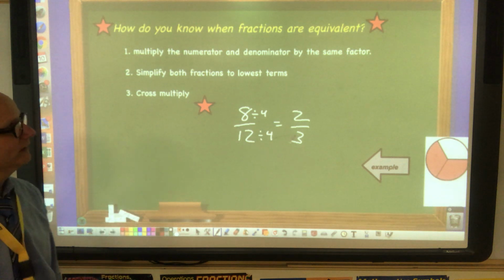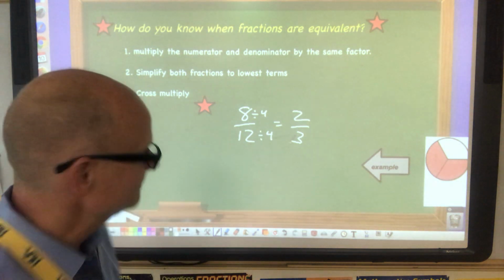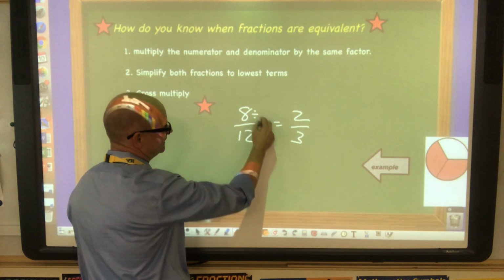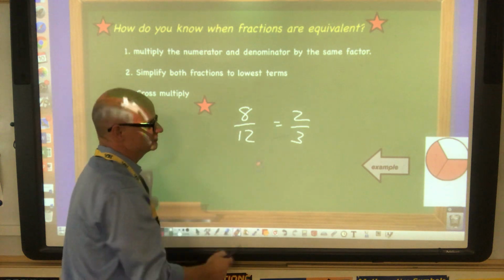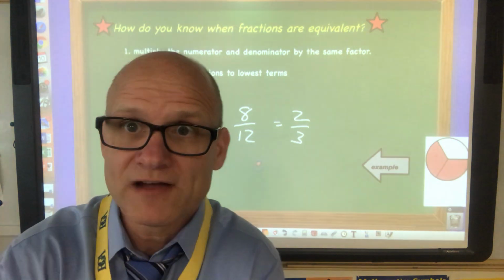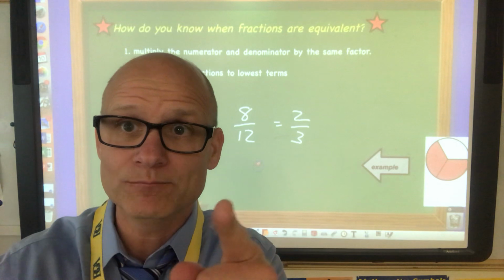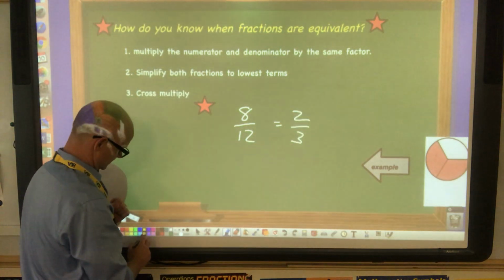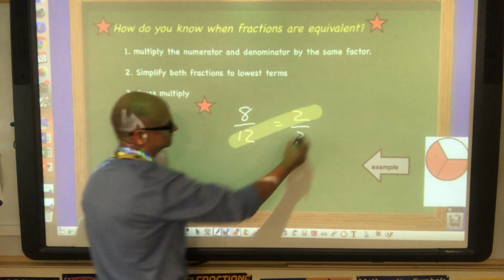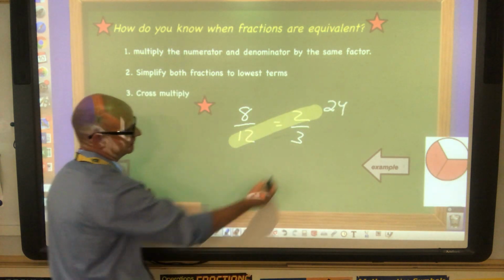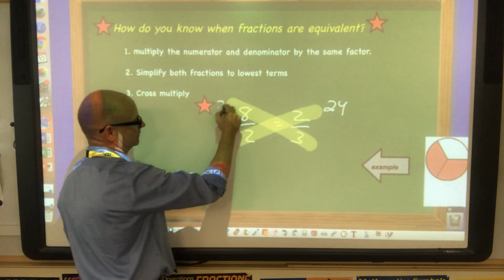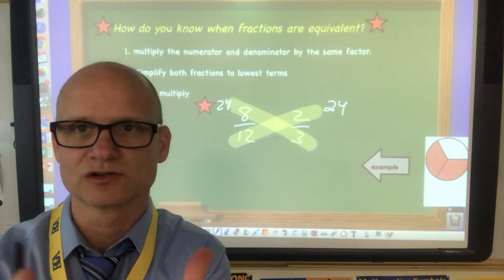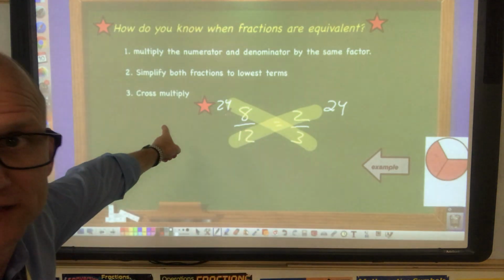And the other way of knowing if fractions are equivalent or not is just by cross-multiplying. For example, we are saying right now that 8/12 and 2/3 are equal. You can verify that by doing the butterfly. And if you get the same product, it's equal. So here, if I cross-multiply this way, I get 24. And if I cross-multiply this way, I get 24. They are equivalent. Okay? So there's 3 ways of knowing when fractions are equivalent. Got it? Make sure you write that stuff down.